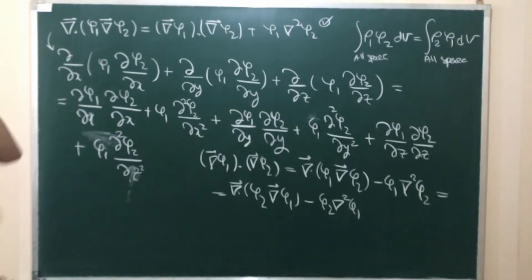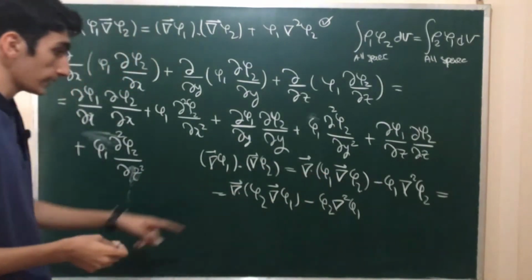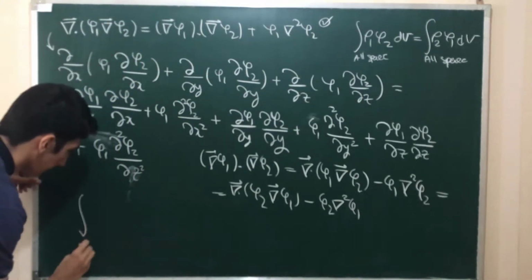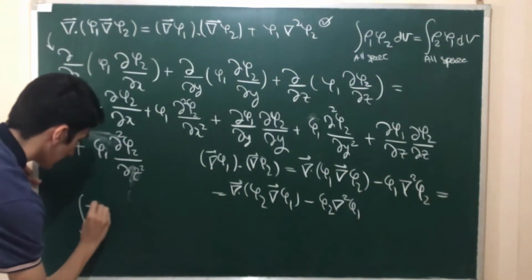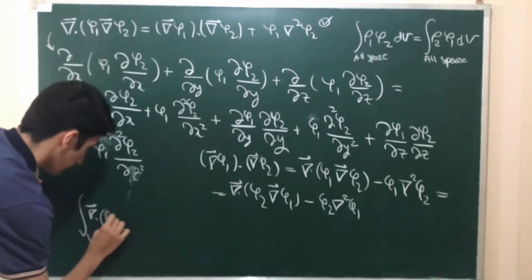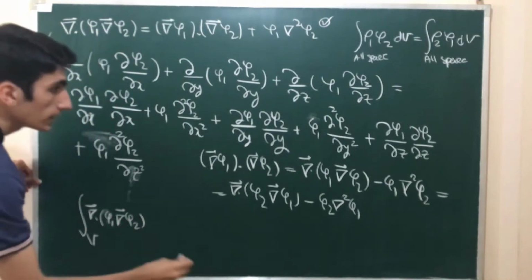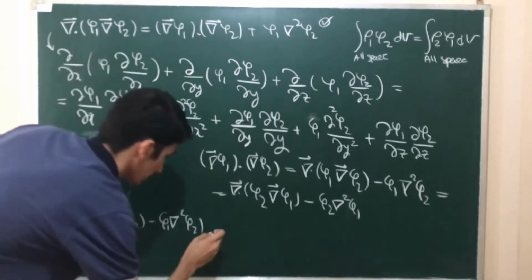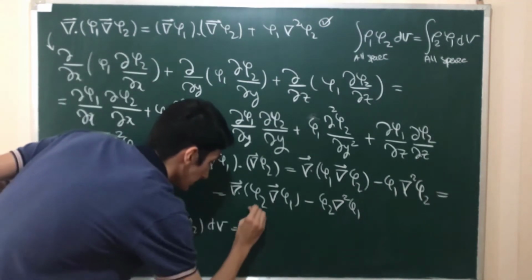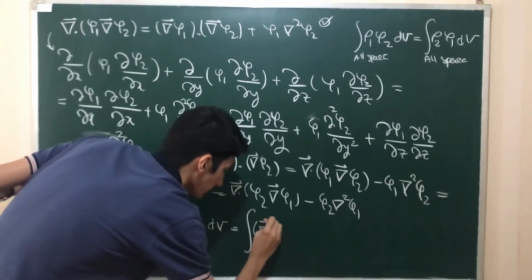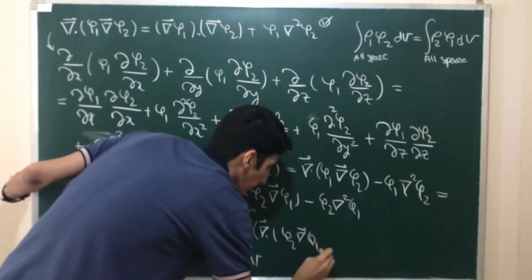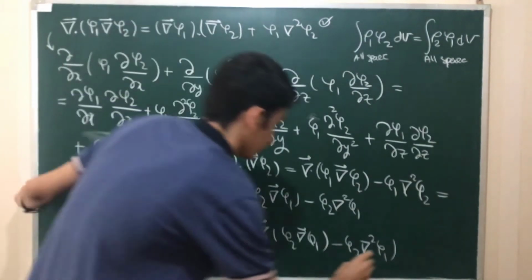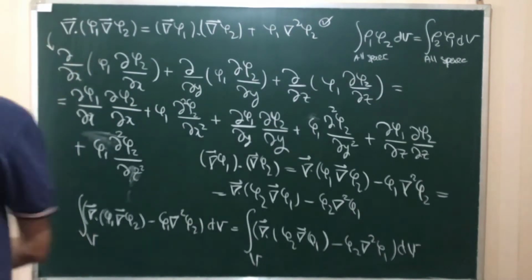Now that we've got this beautiful identity, if I integrate both sides of this equation over a random volume, which I'm going to call V, what we would have is that the integral of the divergence of phi 1 times the gradient of phi 2, minus phi 1 times the Laplacian of phi 2, dV, is the same as the integral of the divergence of phi 2 times the gradient of phi 1, minus phi 2 times the Laplacian of phi 1, dV. Let me clean up a little bit.